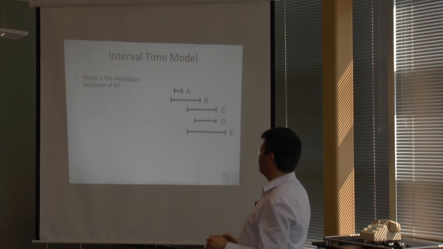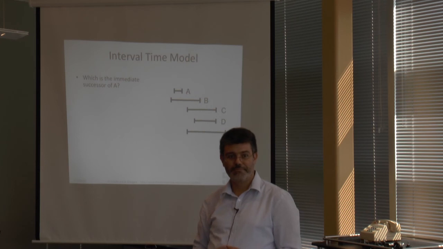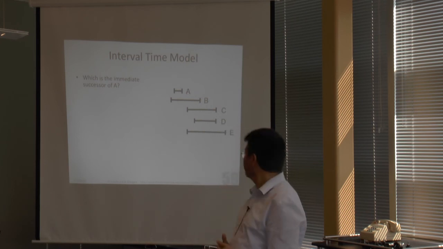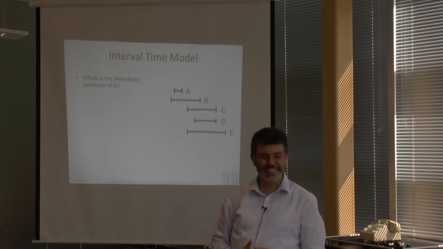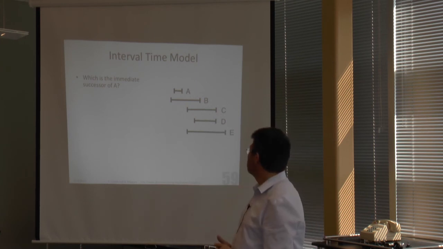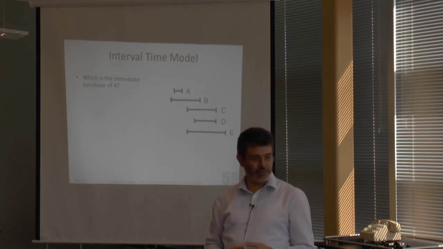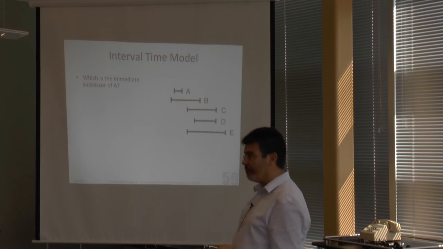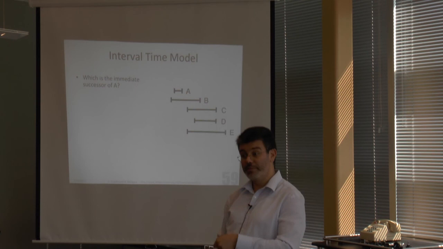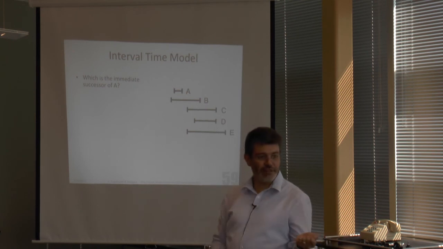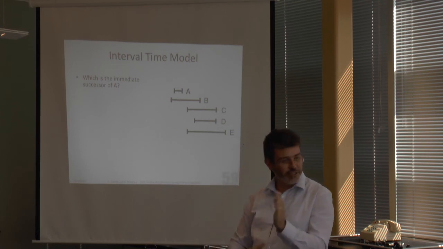Imagine that you have all these intervals, and which is the immediate successor of A? Guess? C? D? B, why not? B. Yeah? You see, the point is, it depends on what you're looking at, right? So if you are looking at something that was true just after the end of A, it will be B. But come on, B started before A. So it doesn't match. So really, you run into this kind of complexity.